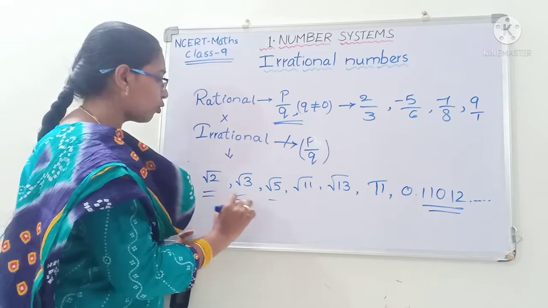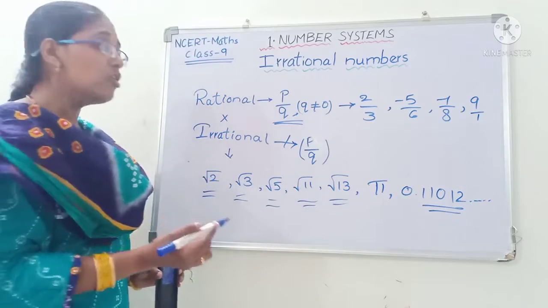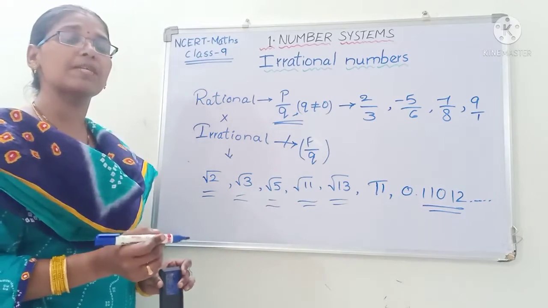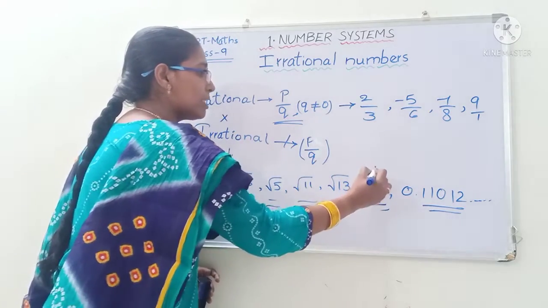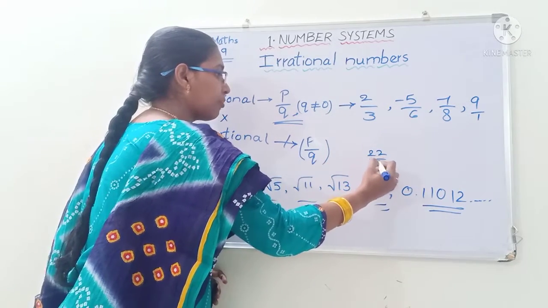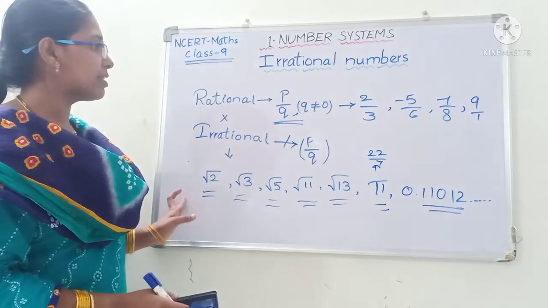These numbers, root 2, root 3, root 5, root 11, root 13, root 15, root 17, all these numbers cannot be expressed in the form of p by q, children. Pi, you all know, right? Pi means 22 by 7. All these numbers are some examples of irrational numbers.